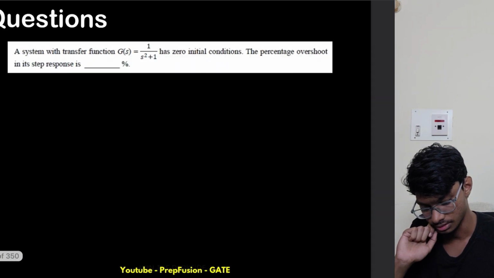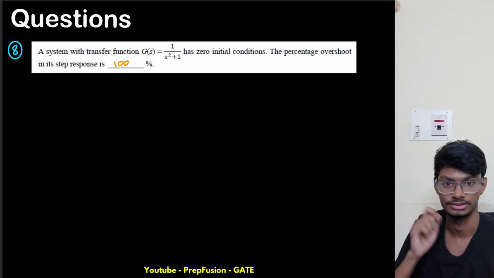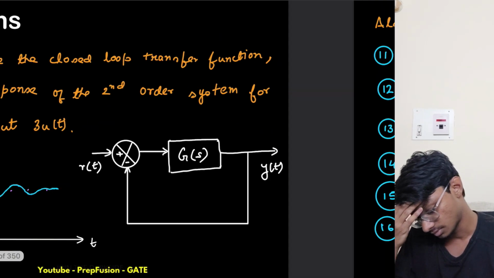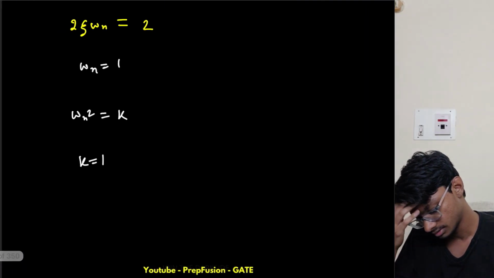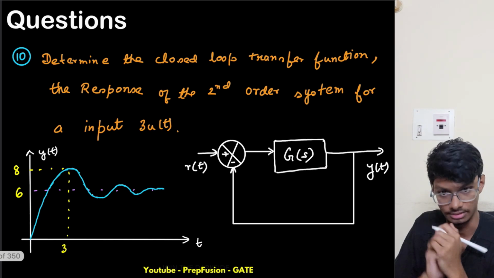And here the answer was 100%. It was for an undamped system, right? That's why it is 100%. It always oscillates. So for this one I hope you got it, how I got the k, the standard question only.